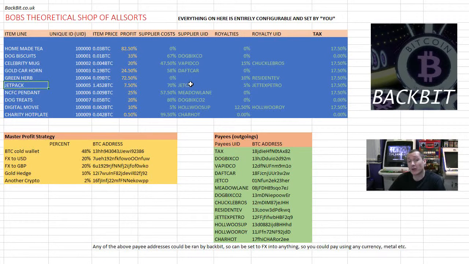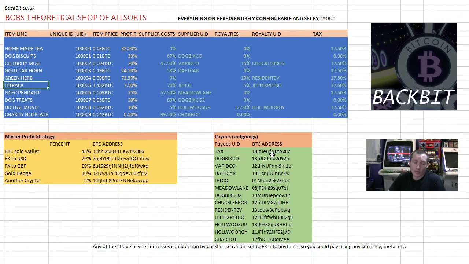70% goes to the supplier. So the supplier's got its own unique ID, Jetco, there it is. They've got their own Bitcoin address. 70% of that sale goes to them. 5% then goes on a royalty to JetX Petroleum, which is also down here. They've got their own Bitcoin address, and 17.5% of that goes to tax. So there's a tax address.